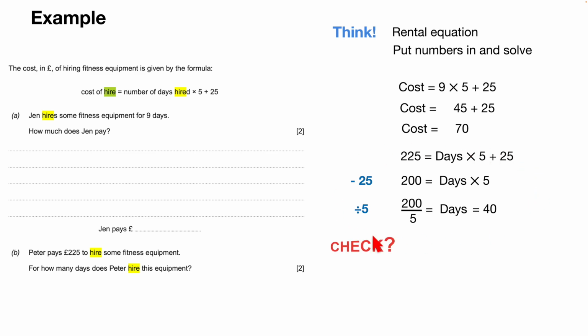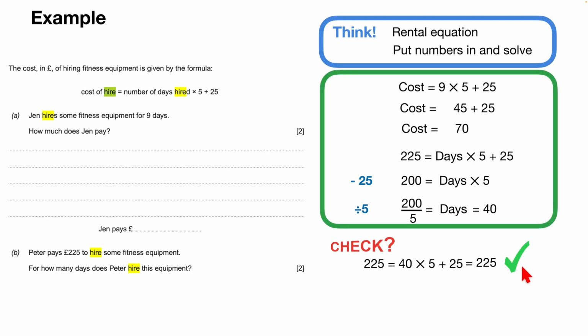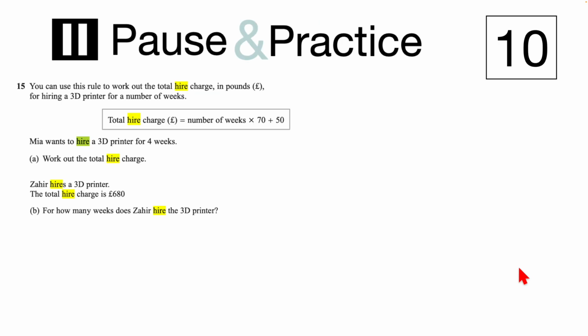This one is a good check. I just plug it back into the original equation. 225 equals 40 times 5 plus 25. Well, does it? 40 times 5 is 200, plus 25, yes, it does. So there we are. We know it's right. Take your answer, put it into the equation, and make sure it all balances, which it does. So we had a think, we did the doings, and then we checked. Think, do, check.